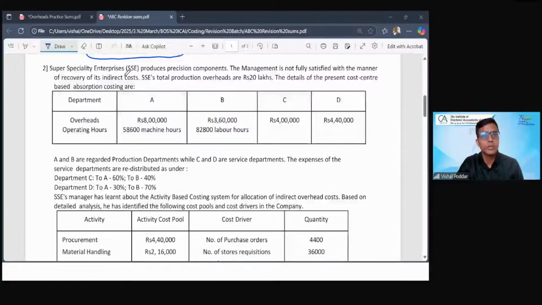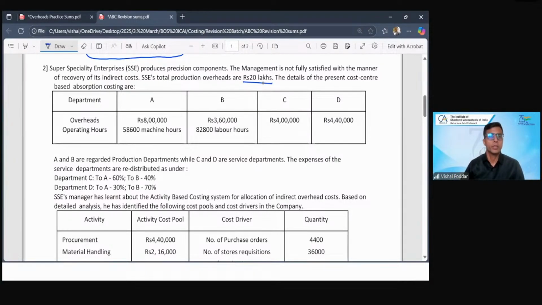Now here it is of a production company. So this company produces some precision components. Management is not satisfied with the manner of recovery. Its total production overheads is 20 lakhs. Okay. And the present cost structure, cost center based method is this. So this is what is their present. So department wise means it is the traditional method, the current one which we just studied in overheads. So there are two production departments, two service departments.